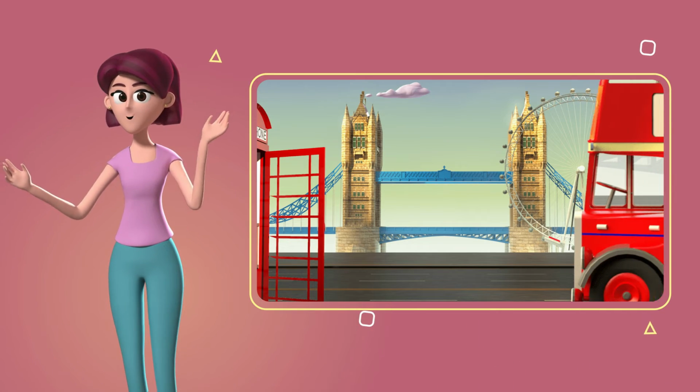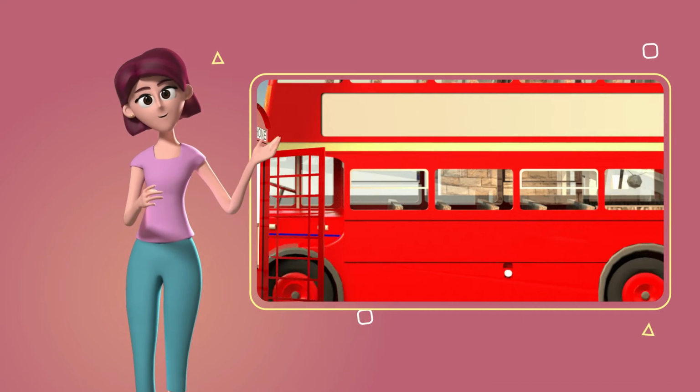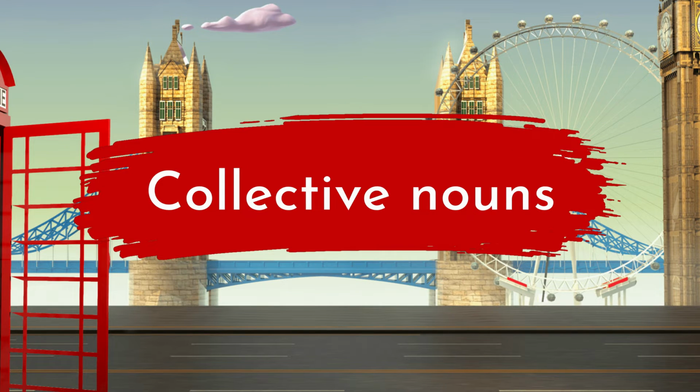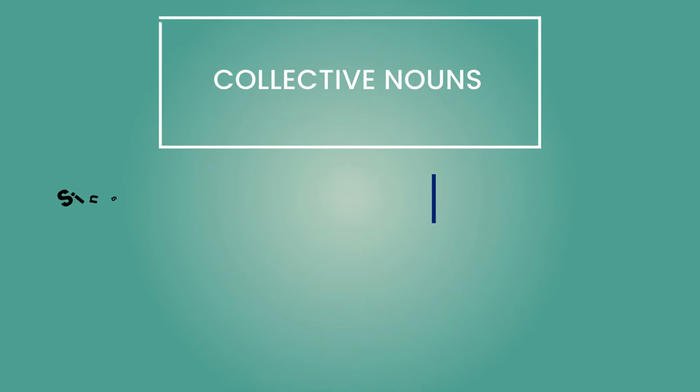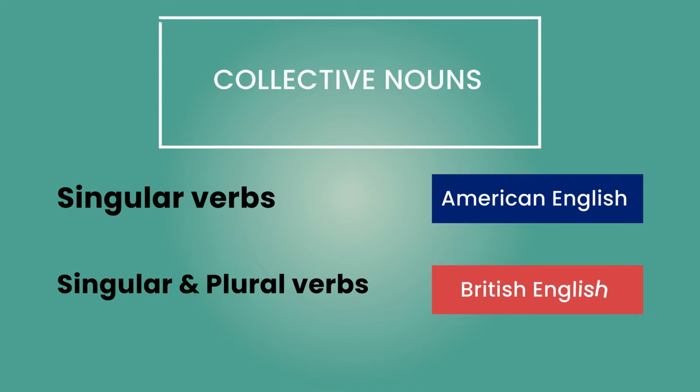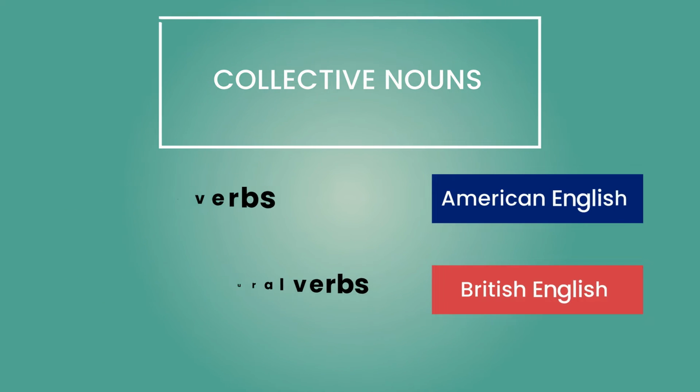The third main grammatical difference between British and American English is collective nouns. Collective nouns are nouns that refer to a particular group of people or things, such as staff, government, class, or team. In American English, they are usually used with singular verbs. But, in British English, it is possible to use collective nouns in both plural and singular, depending on the meaning. Let's see an example.